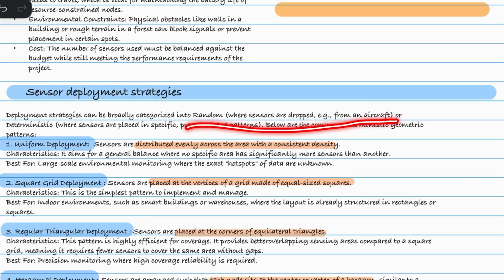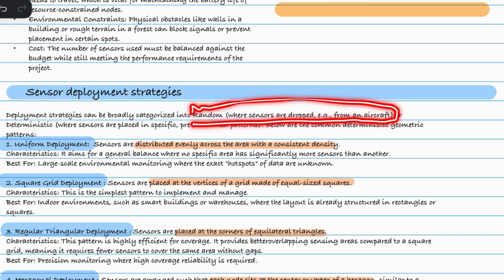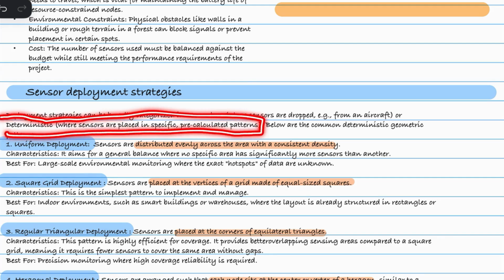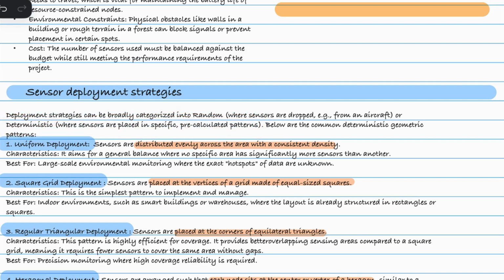Alright. So there is random deployment, in which the sensors are dropped, for example, from an aircraft. It is a strategy used when human access is impossible, like flying an airplane over an active volcano or a raging forest fire, or dropping thousands of nodes out of a cargo bay door, whatever. Alright, and then we have the deterministic strategy, in which the sensors are placed in specific pre-calculated patterns. So engineers carefully calculate the exact coordinates for every single node.